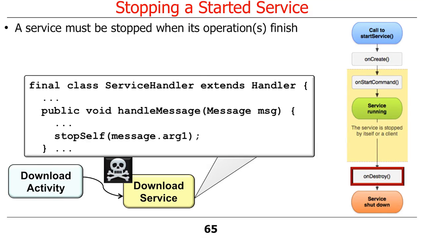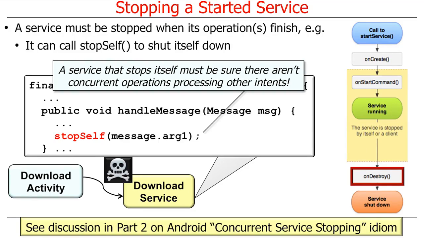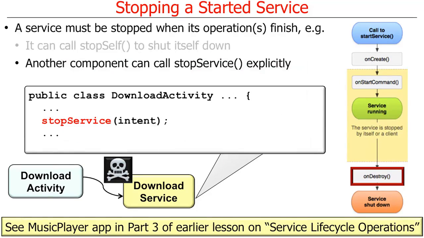There are several ways to stop a service. One way is to have a service stop itself by calling the stopSelf method. This method is carefully programmed to ensure it doesn't stop the entire service if there are still pending concurrent operations that need to be processing other intents. We'll discuss this more in part 2 of this lesson when we describe the Android concurrent service stopping idiom.